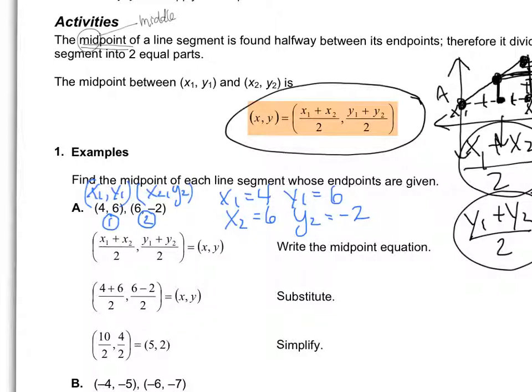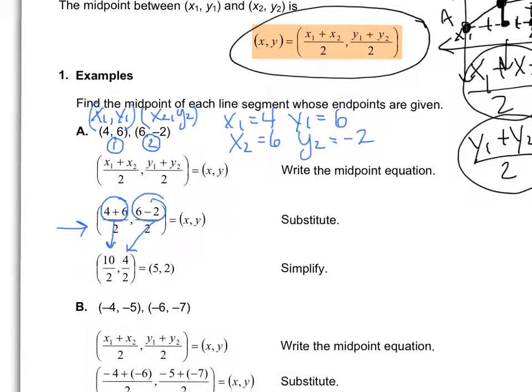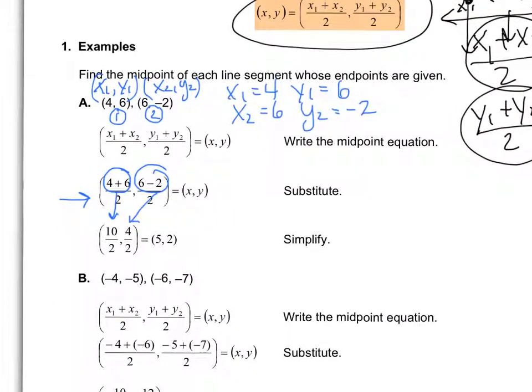And as a result, we get this after we substitute. Once we follow through with our order of operations by going top to bottom, left to right, we will simplify the 4 plus 6 first. That becomes 10. And then the 6 minus 2 becomes 4. And then there we have it. This is our new coordinate point.